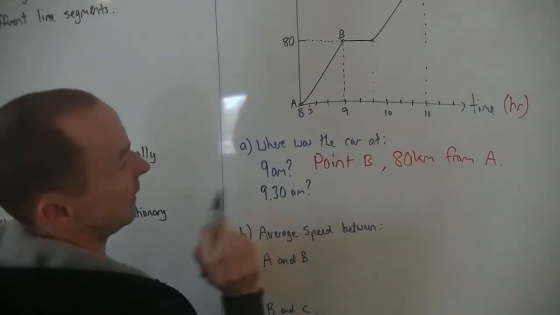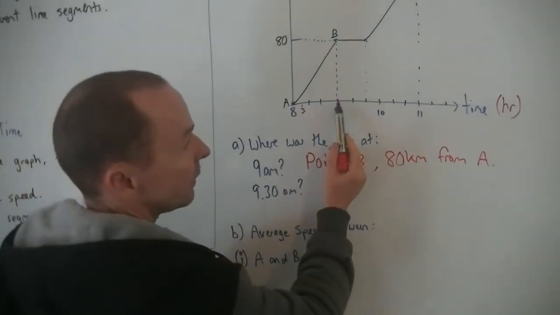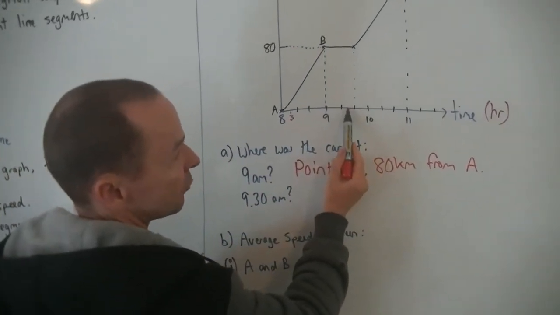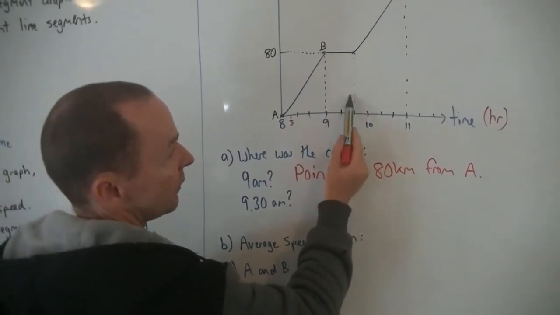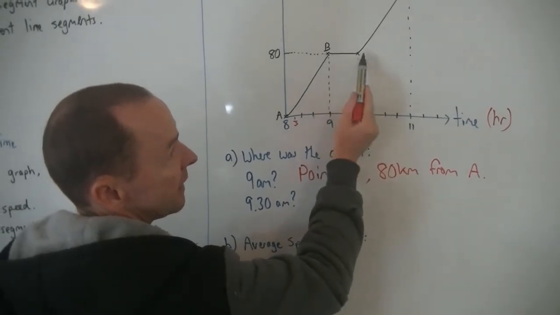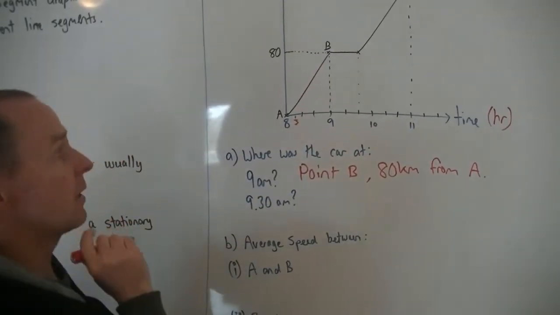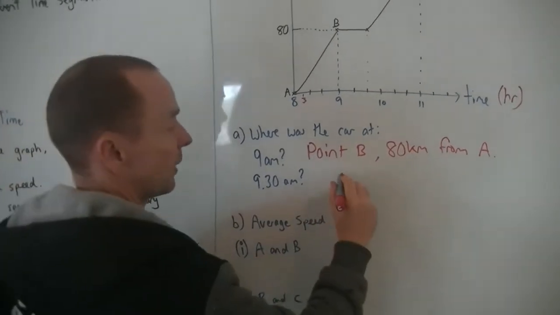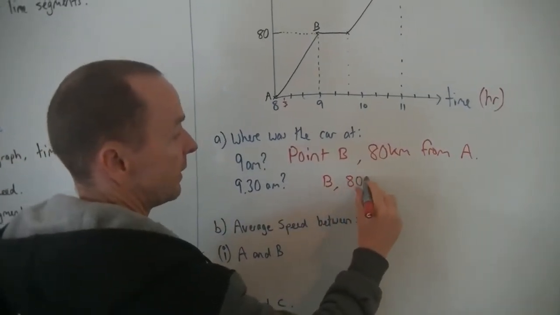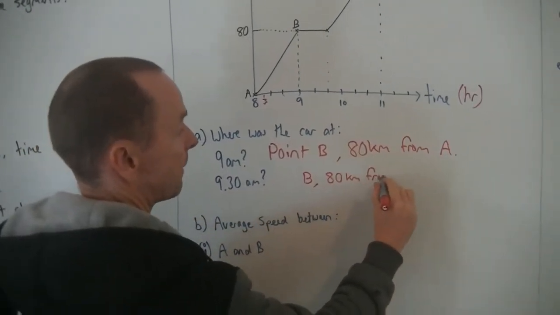And at 9:30, now, be careful here. There's 9 and there's 10. 9:30 is right in between those two. So 9:30 is there, but it doesn't really matter. That's in our break. So where are we at the break? We're still at the same point. We're still at point B, which is 80 kilometres from A.